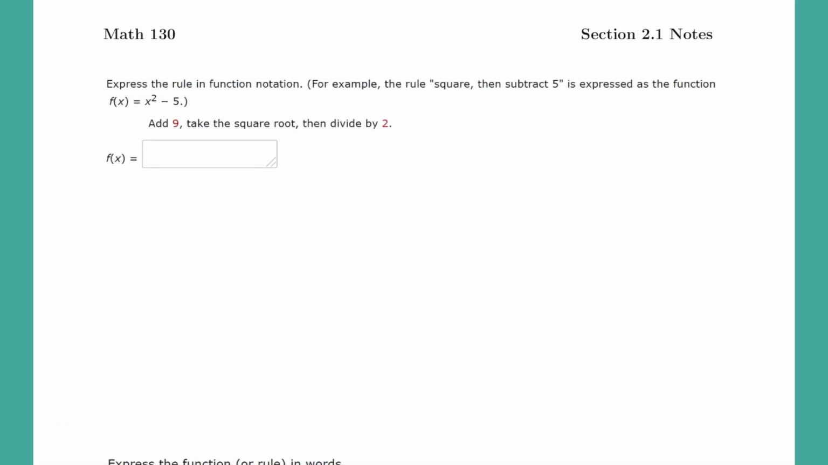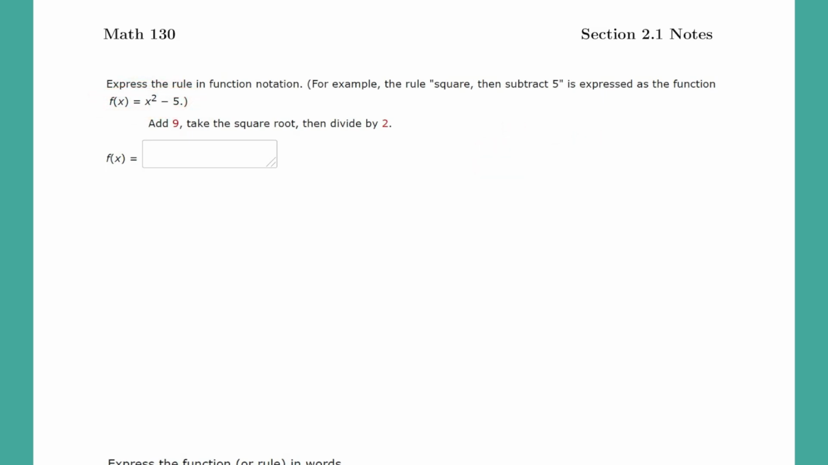Hello class, this is section 2.1, so we're getting into functions now. So let's look at this first example. It says express a rule in function notation, and they give you an example. For example, square, then subtract 5. So x is your variable, you want to square it, and then you want to subtract 5, and that would be the answer.